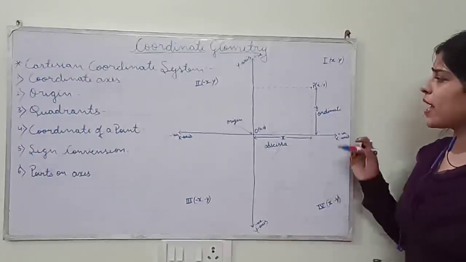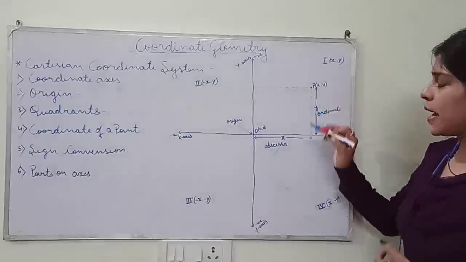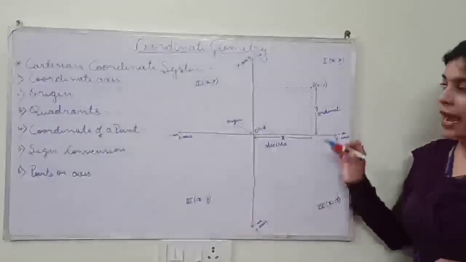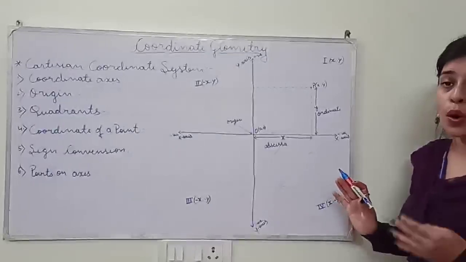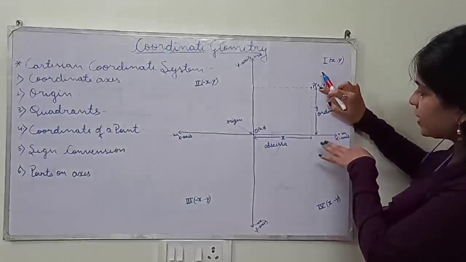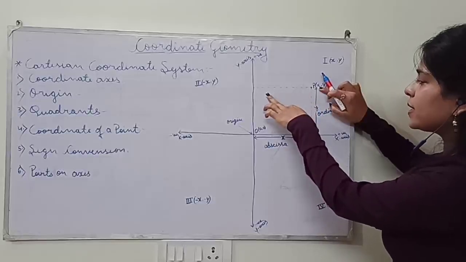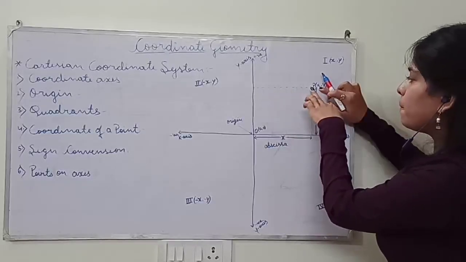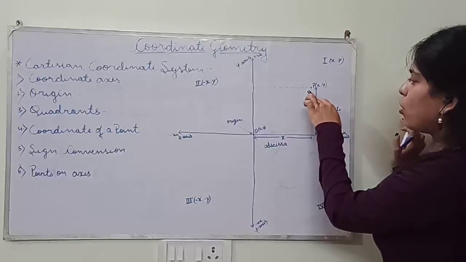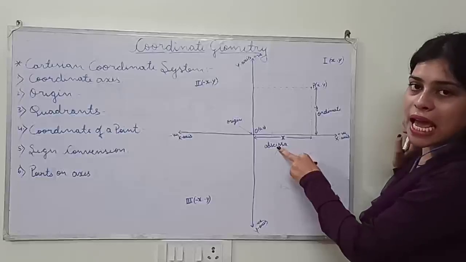Suppose we have some point in the first quadrant, and name this point P. Then it will have some coordinates, an x coordinate and a y coordinate. What are the x coordinate and y coordinate? The x coordinate is the perpendicular distance of the point from the y-axis. The perpendicular distance of point P from the y-axis is called the x coordinate, or another name is abscissa.